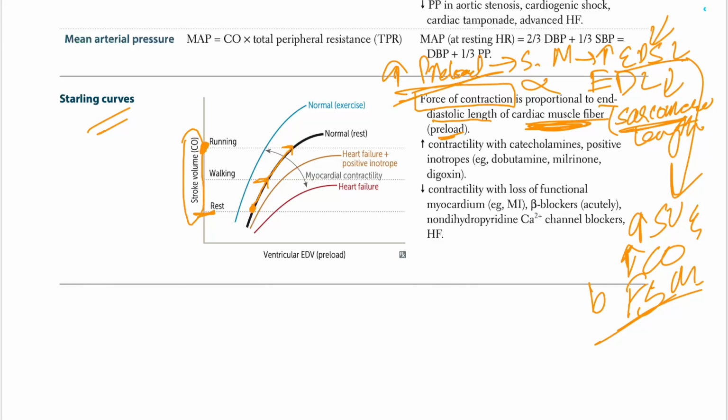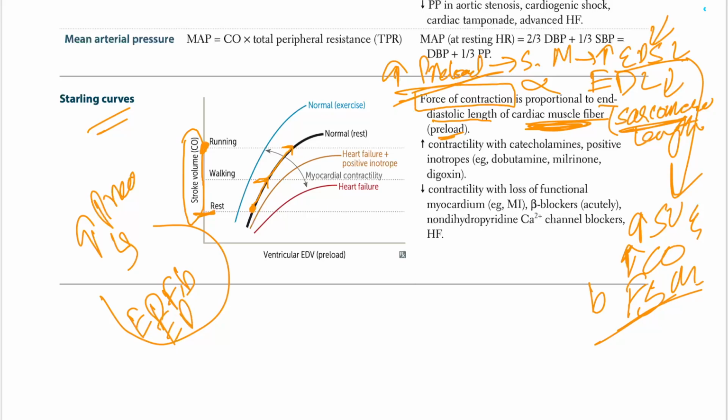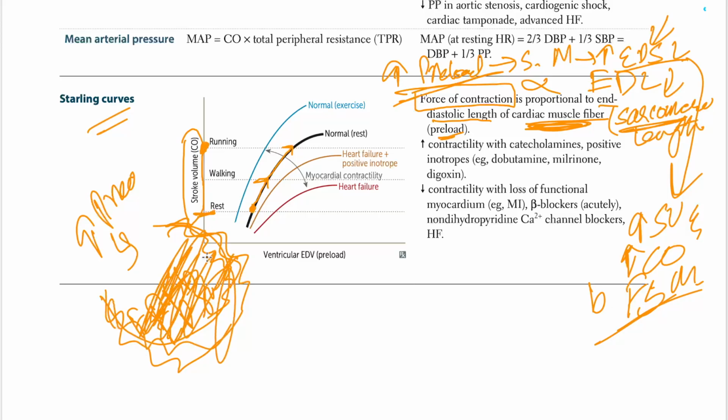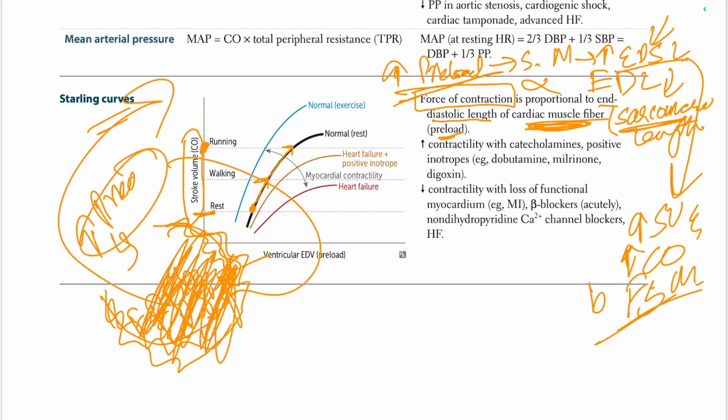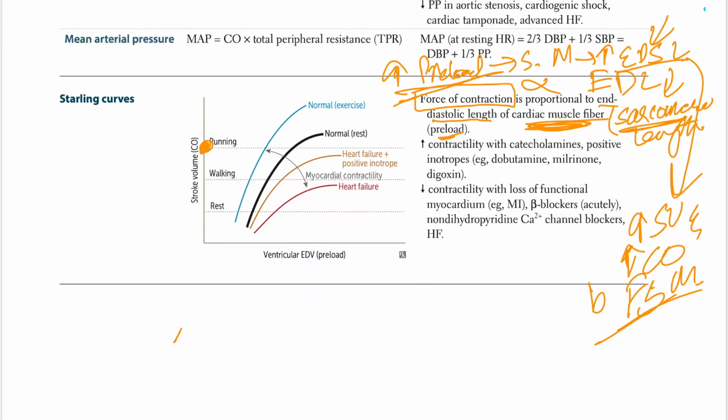And that is due to the fact that as soon as you increase the preload, you're going to increase the fiber length, the end diastolic fiber length or end diastolic sarcomere length of each cardiac muscle fiber, and the cardiac muscle would expand because you have increased the preload. So whatever comes here, it has to go out, right? So because you have increased the preload, which came here, now it has to go out, and that would increase the cardiac output and the stroke volume. I hope that makes sense.